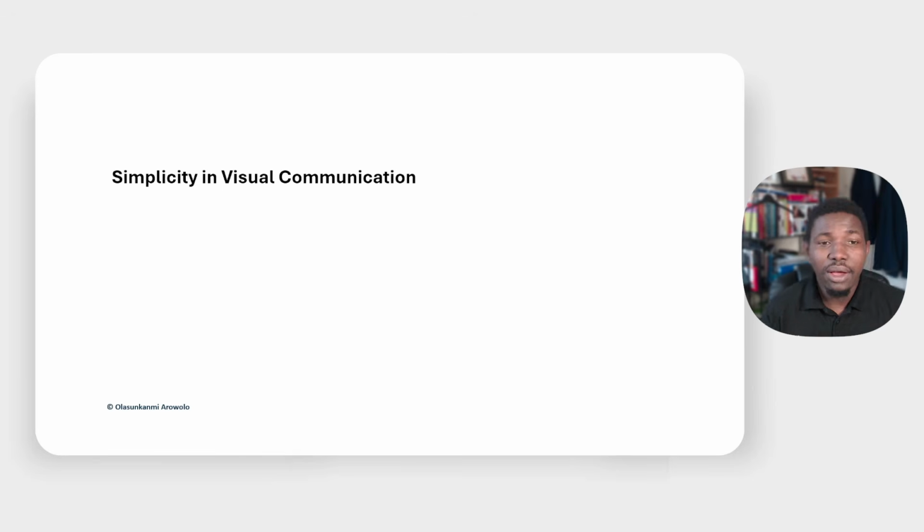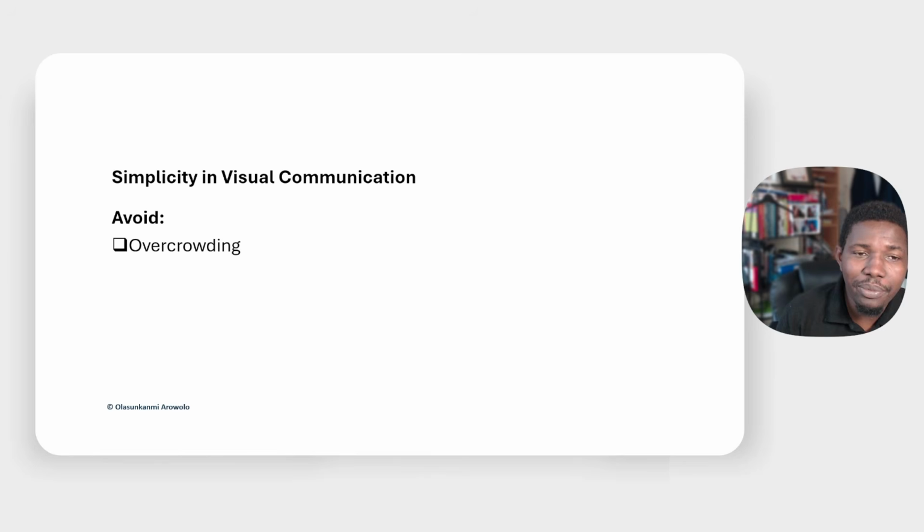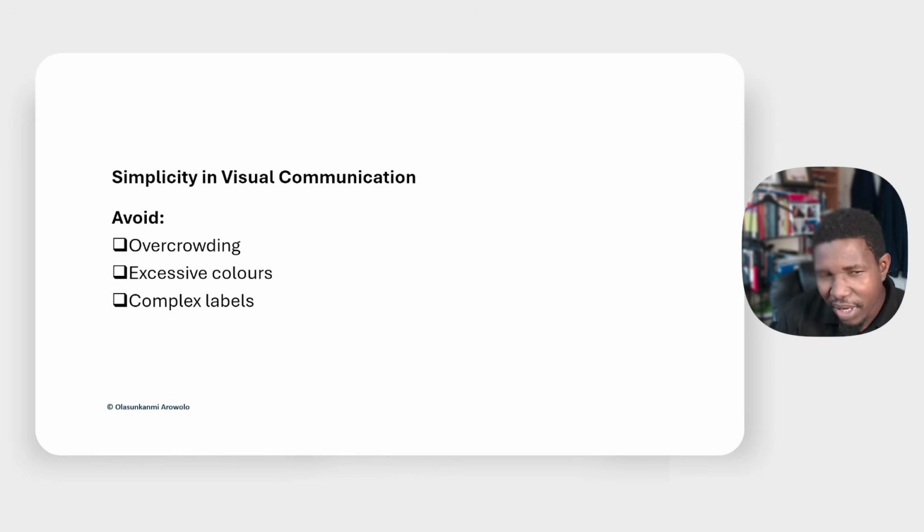Now, simplicity in visual communication is very important because it helps you avoid overcrowding, excessive use of colors, complex labeling, and too much text. It's very important that you keep things simple in your visual communication because complexity reduces communication efficiency. So don't use too much text, minimize text in infographics.